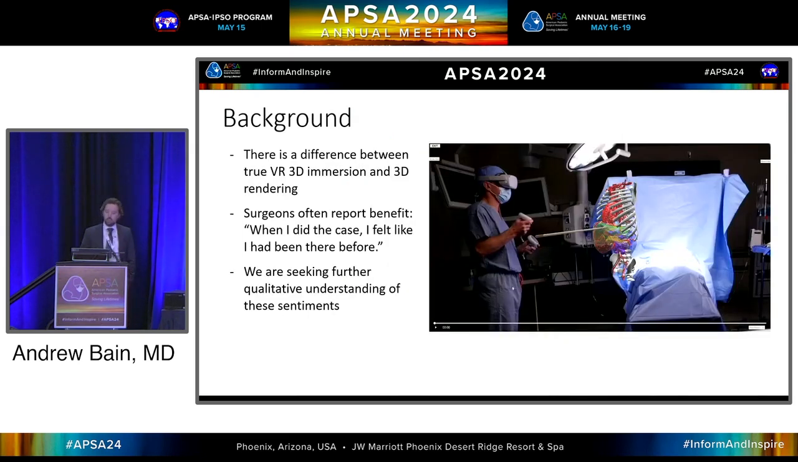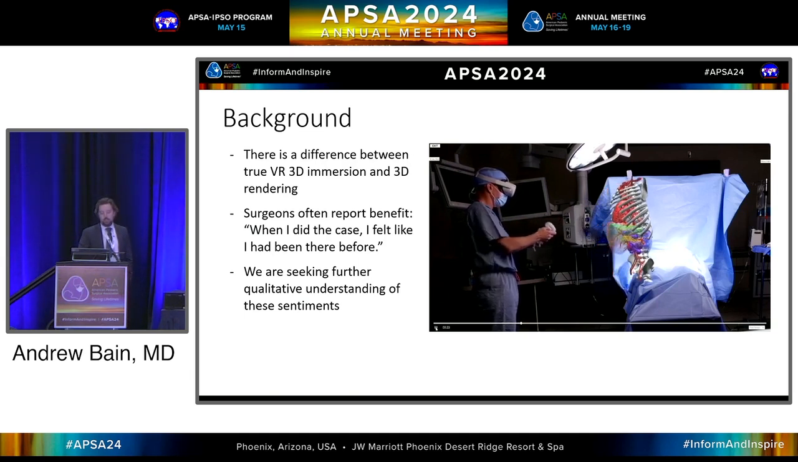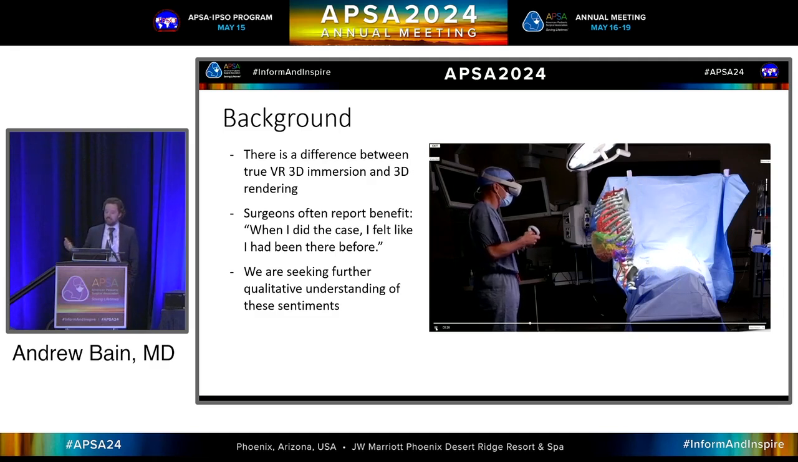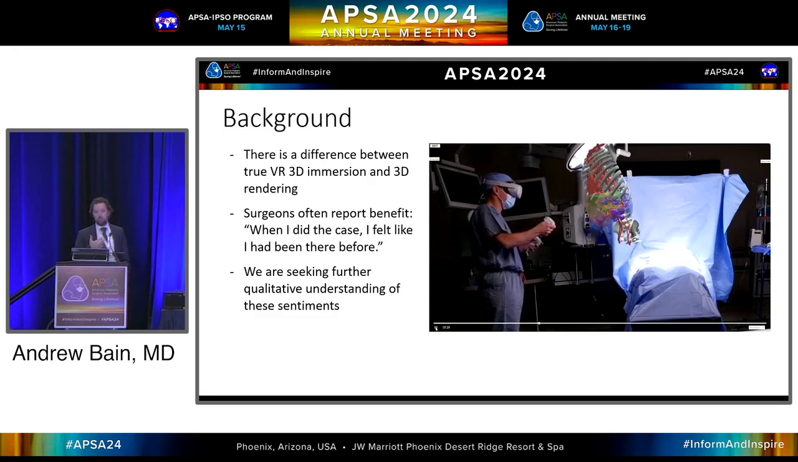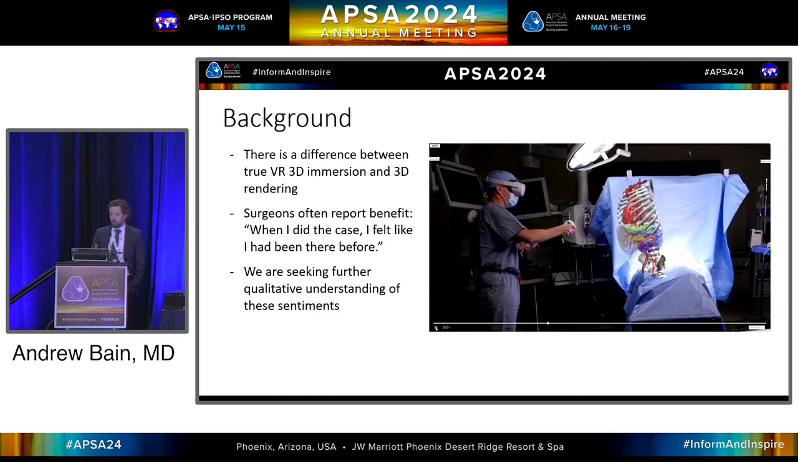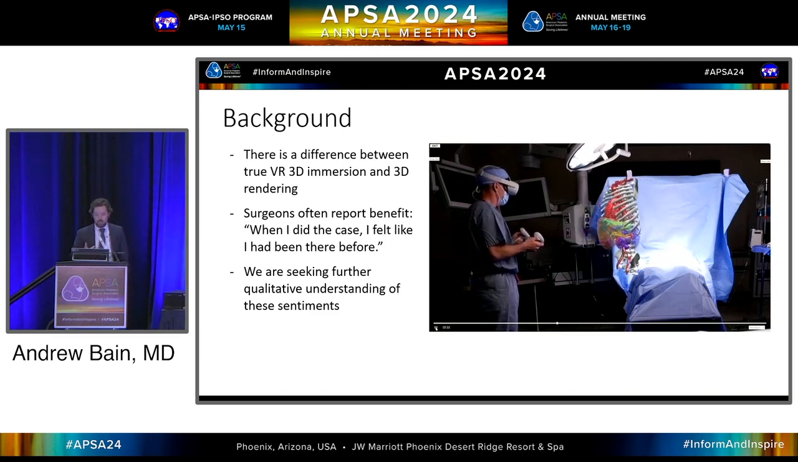So there is a difference between true 3D virtual reality immersion, which is demonstrated here in the video, and 3D rendering. And most of the videos that we'll share are just 3D renderings, but we do have surgeons in the group that have experience using the immersive virtual reality technology before and even during cases. Surgeons typically report a benefit. Things like, when I did this case, it felt like I'd been there before. So that 3D model allows for familiarity with the complex anatomic relationships.